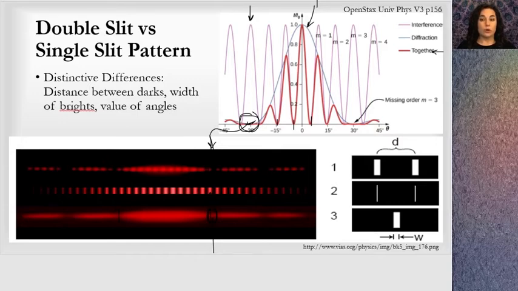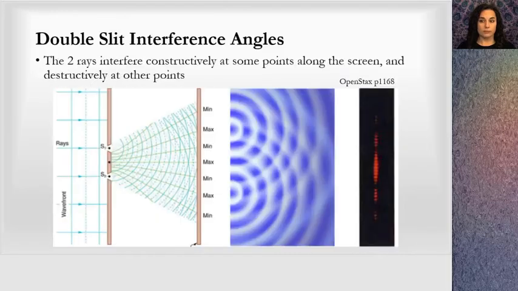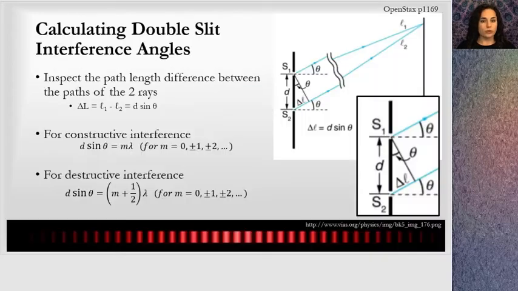Let's look at how to locate angles for the double slit. The double slit we can look at very similarly to what we did for single slit diffraction. What we're going to do is look at two waves, one from the first slit and one from the second slit. And all along the screen here, we can see that they're going to interfere at maximum values or minimum values all along that screen. And we're going to derive the path length difference very similarly to single slit.